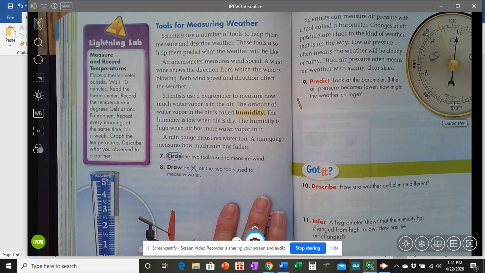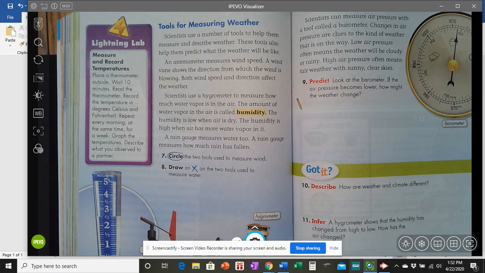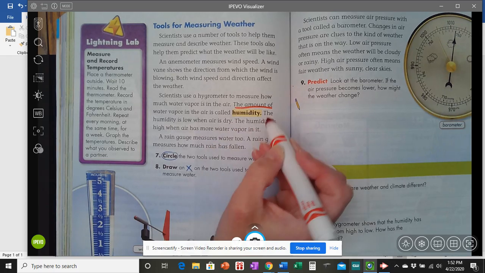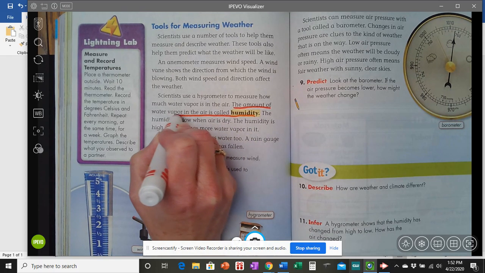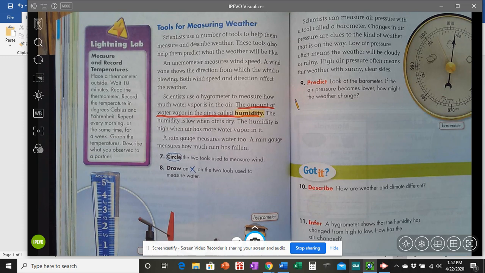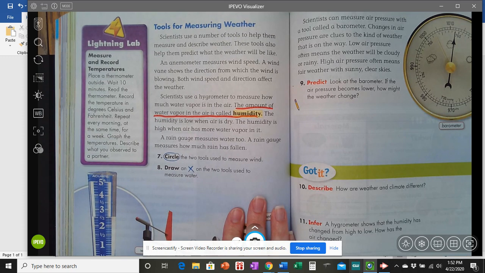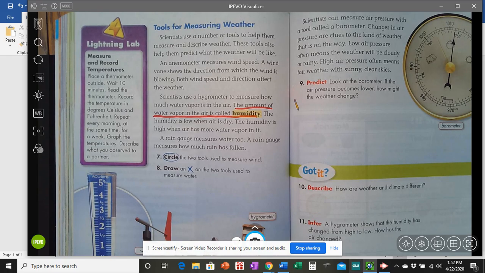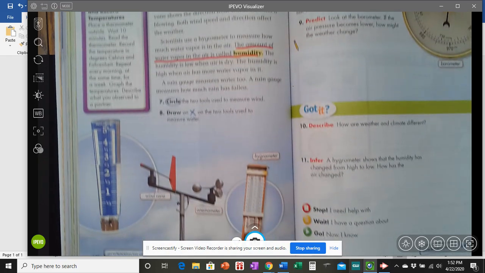Scientists use a hygrometer to measure how much water vapor is in the air. The amount of water vapor in the air is called humidity. I'm going to underline that because it is a vocabulary word. The humidity is low when air is dry. The humidity is high when air has more water vapor in it. A rain gauge measures water too. A rain gauge measures how much rain has fallen.